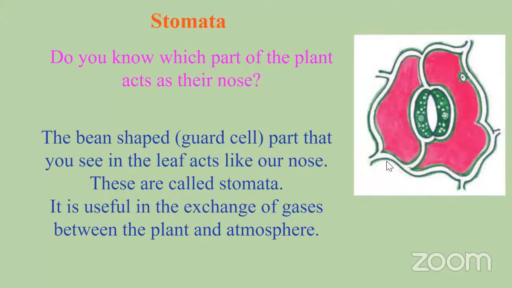These are called stomata. They are useful in the exchange of gases between the plant and the atmosphere. So stomata act as our nose. They are meant for gaseous exchange between plants and the atmosphere.